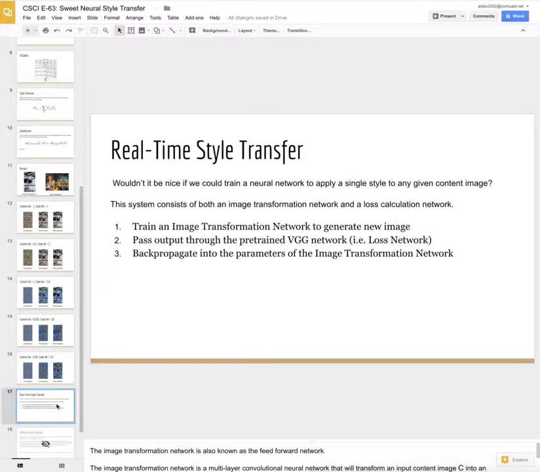And as I mentioned, there have been follow-up works that have been trying to improve and make advances on the original algorithm. One of them was looking at real-time style transfer. Wouldn't it be nice if you could train a single neural network to take a content image and then remix it for a single style image? That's exactly what a group of researchers did.